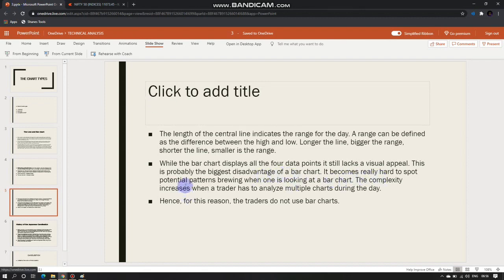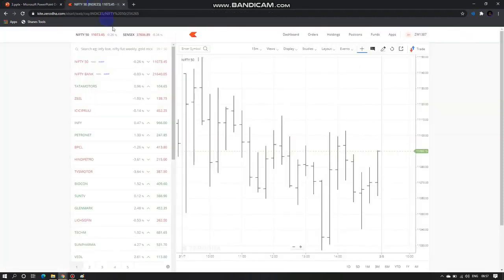When one is looking at a bar chart, the complexity increases when a trader has to analyze multiple charts during the day. Hence, for this reason, traders do not use bar charts, because they are pretty confusing and patterns are not easily spottable. As a result, traders avoid bar charts.